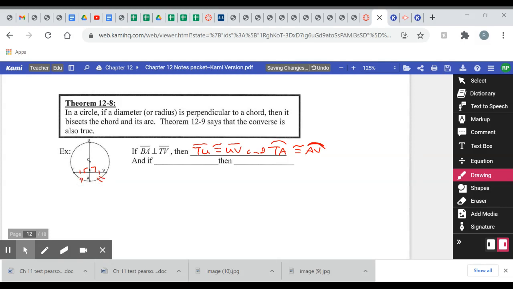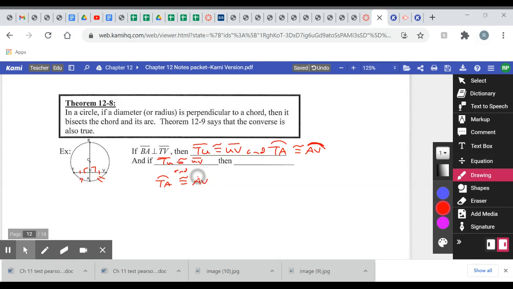Okay, and the converse of that is also true. So I can just write the converse: if TU is congruent to UV and arc TA is congruent to arc AB, then we know that segment BA is perpendicular to segment TB.